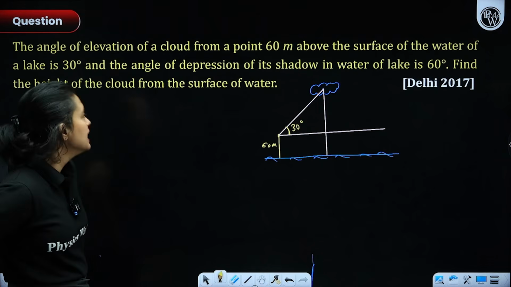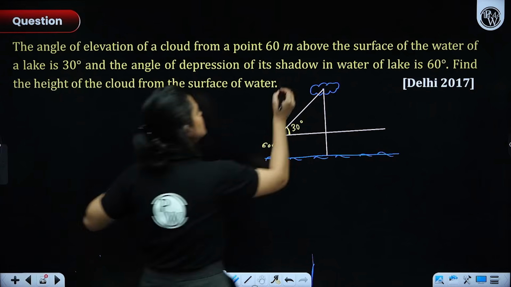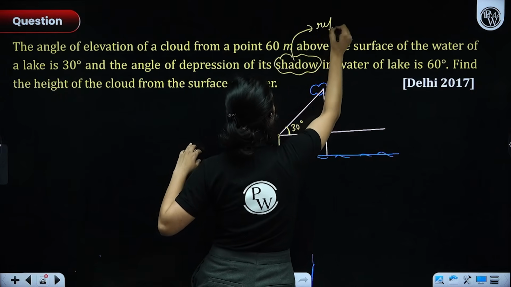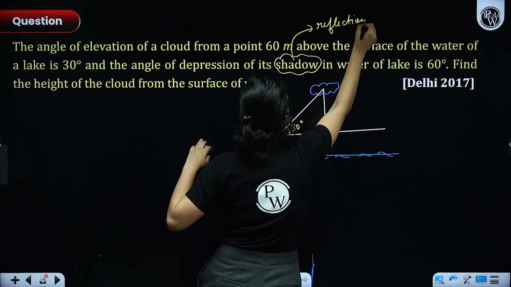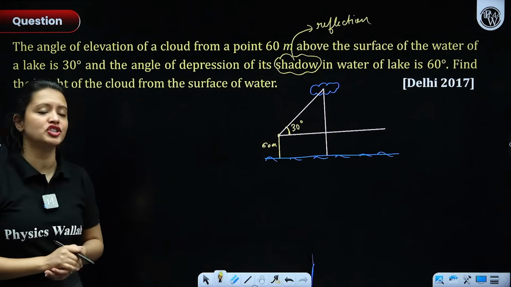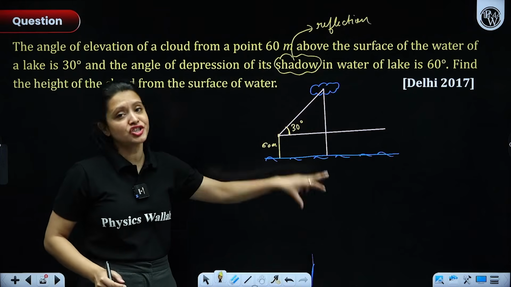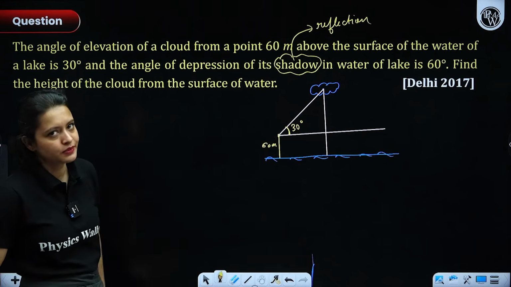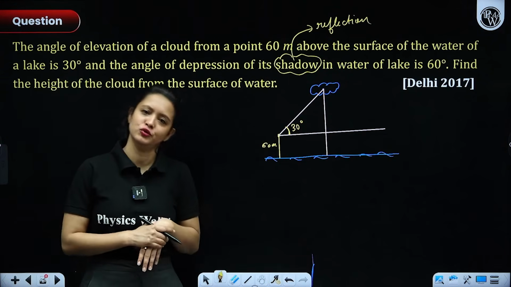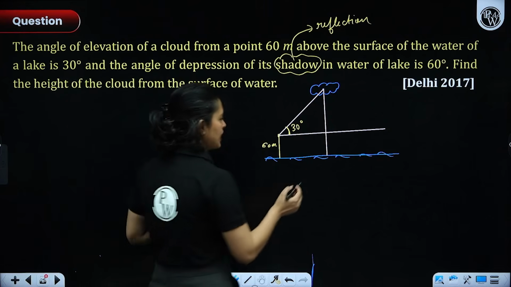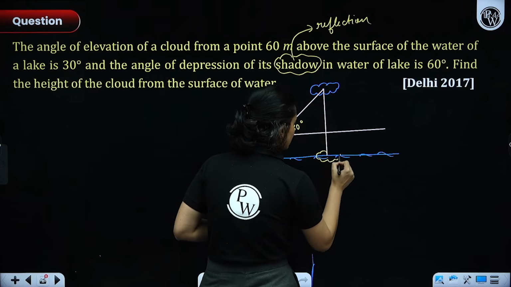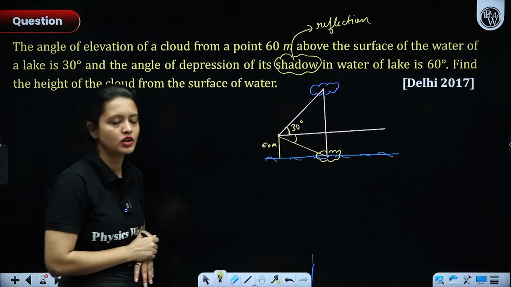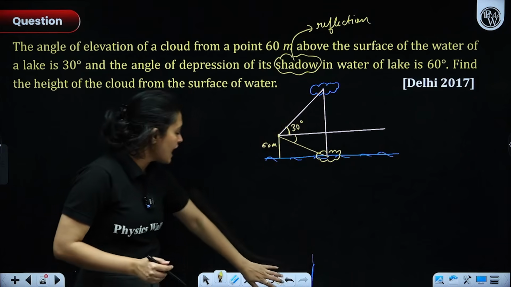Now they are saying that the angle of depression of it shouldn't be shadow, everyone, it should be reflection. Reflection hota hai na, theek hai. So the angle of depression of the reflection of this cloud from the same point is found to be 60 degrees. Yahan par hota hai confusion. A lot of people would be like, okay, this should be the reflection of the cloud, so this is the angle of depression they are talking about. No. Why?